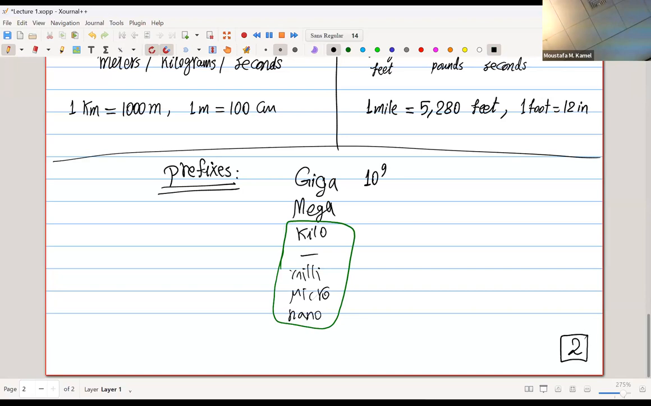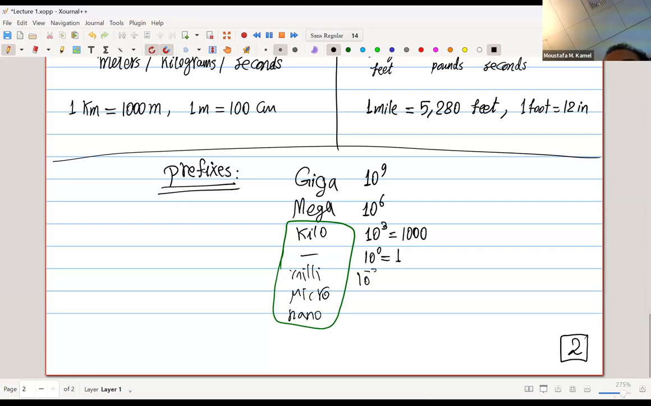But giga is 10 to the power 9 of the object. So if I say gigameter, it's 10 to the power 9 of a meter. No one uses that, but it exists. 10 to the 6th, it's mega. So if I say megawatt, for example, it's 10 to the power 6, which is a million. Kilo is 10 to the 3rd, which is 1,000. So when we say kilometer, this is 1,000 meter. When we don't say anything, this is just 1 or 10 to the 0.